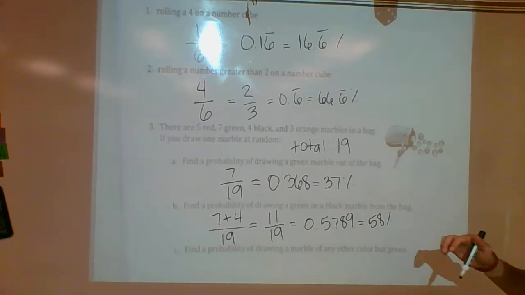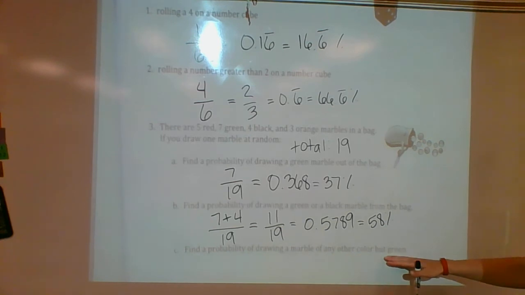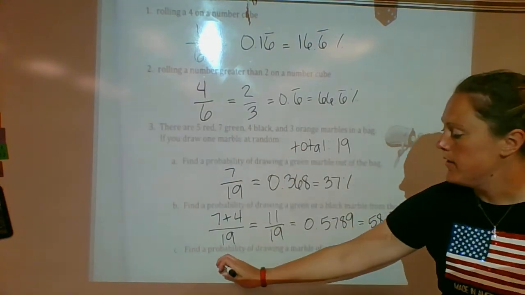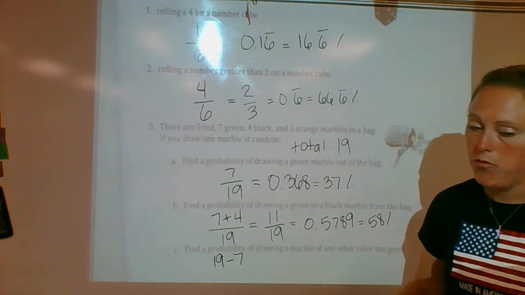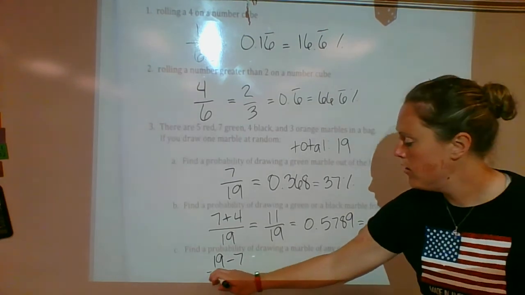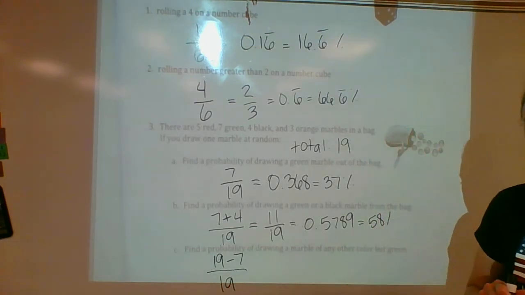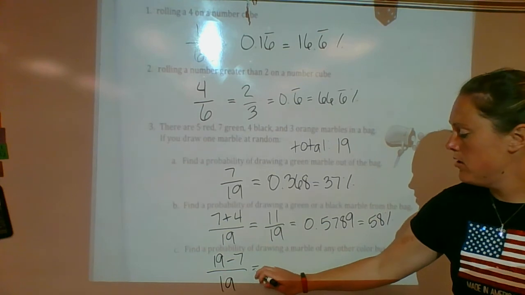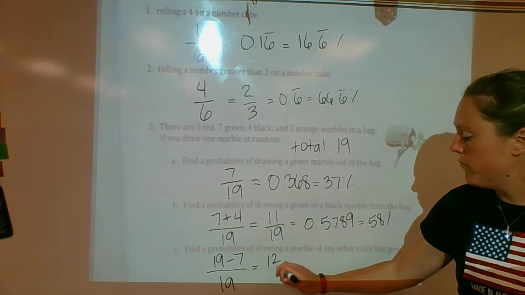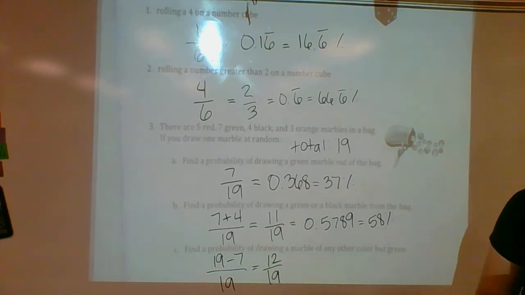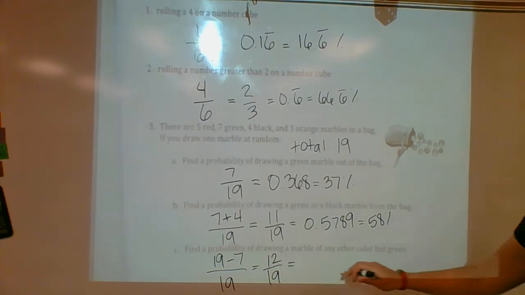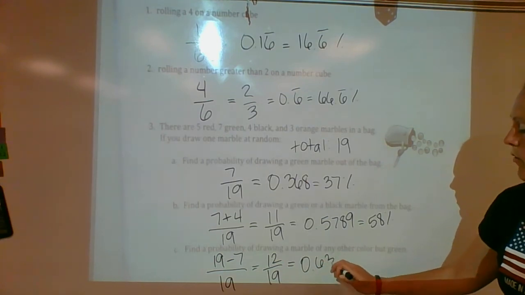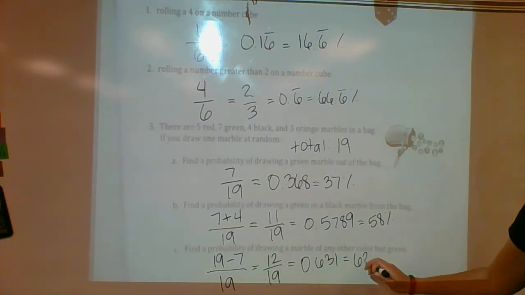In my last one, it says the probability of drawing a marble of anything other than green. Okay, so my green was 7. This time I'm going to go ahead and subtract. I had 19 in my bag. I do not want a green, which was 7 of them, out of my 19 total. So 19 minus 7 would leave me with 12 marbles out of my 19. 12 divided by 19, I believe we get 0.631. That is 63%.